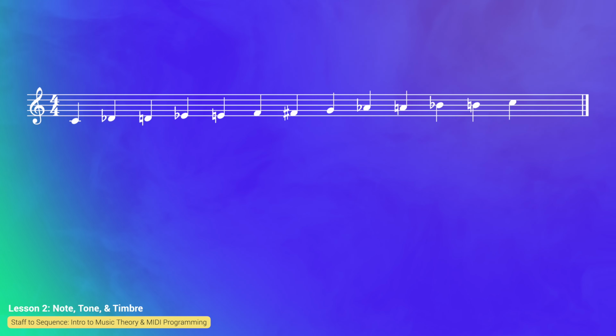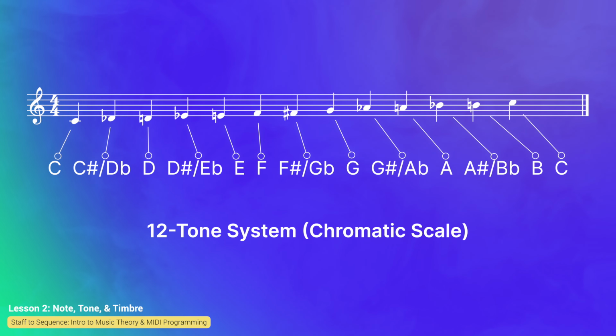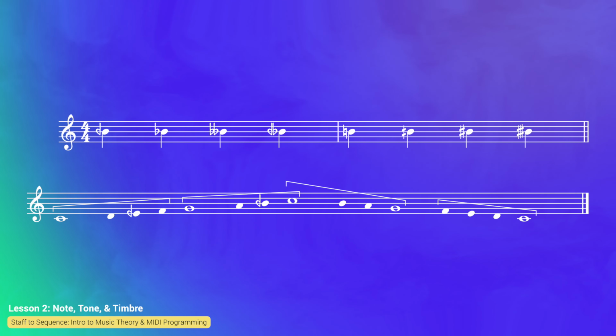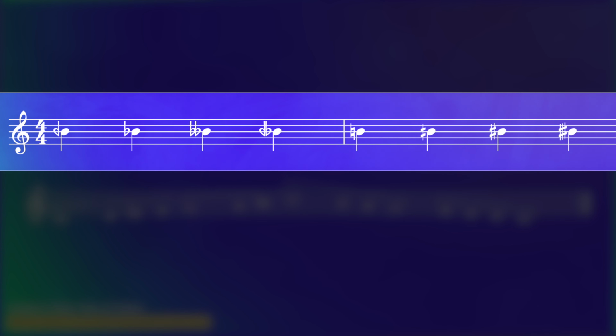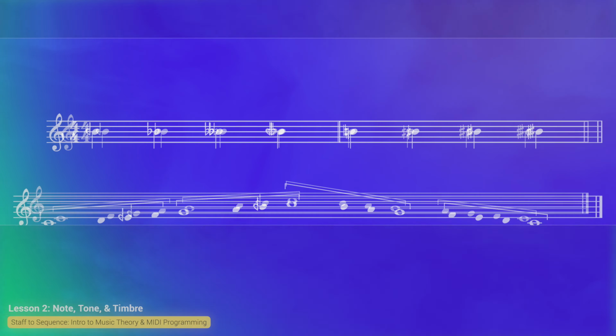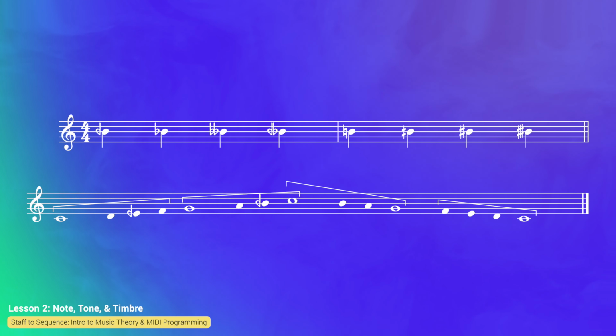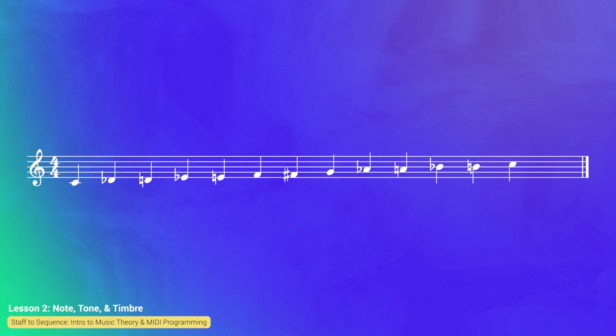In total, the Western 12-tone system, also called the chromatic scale, divides music into 12 distinct notes. In other parts of the world and certain musical traditions, pitches between these notes, known as microtones, are used. These systems often follow different tuning practices, like just intonation or maqam scales, which allow for more nuanced intervals. For now, we'll focus on the Western 12-tone system to keep things simple.